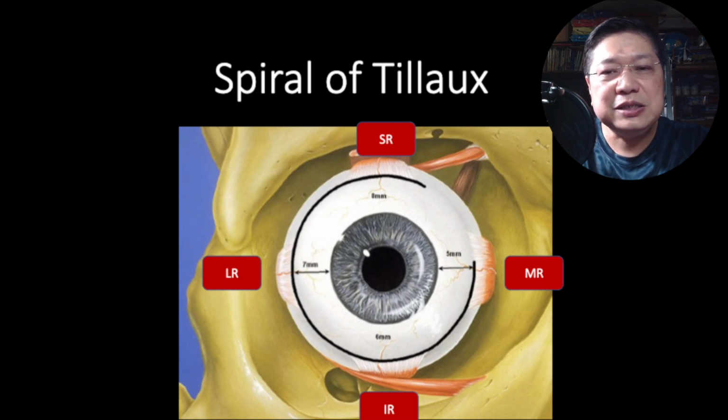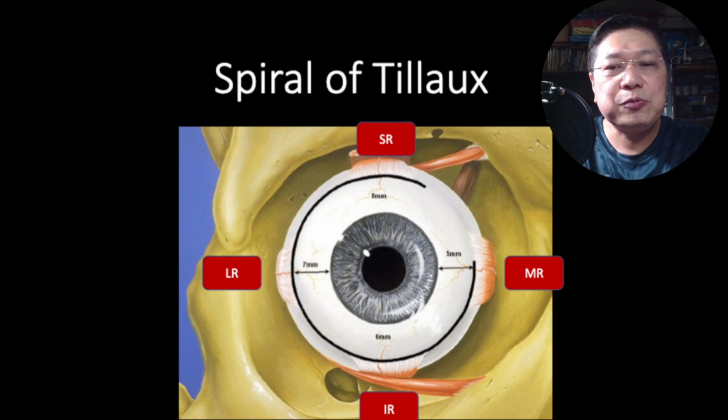Now, the spiral of Tillaux is how your muscles are actually inserted into the eyeball. Spiral because it's nearest to the limbus at the medial rectus and farthest from the limbus at the superior rectus. So it's like a spiral. The medial rectus is nearest. Next would be the inferior rectus. The lateral rectus would be next. And the farthest away would be the superior rectus.